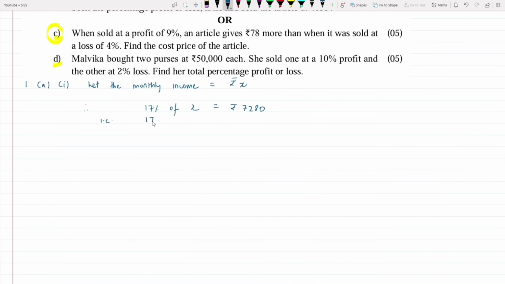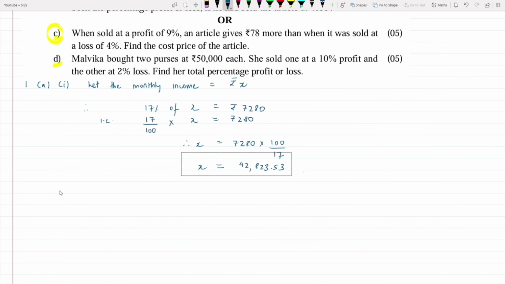So 17% means 17 upon 100 of x, which is times x, is equal to 7280. And then we can move the things on the right and we get 7280 multiplied by 100 upon 17 is going to be x, and on calculation this fetches us 42,823.53. So that is the value of x which we are going to get.